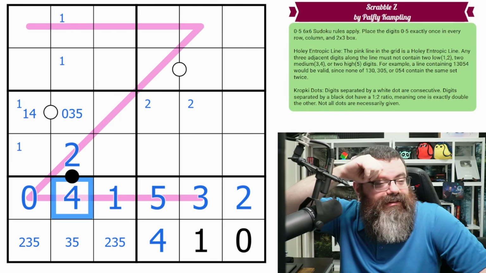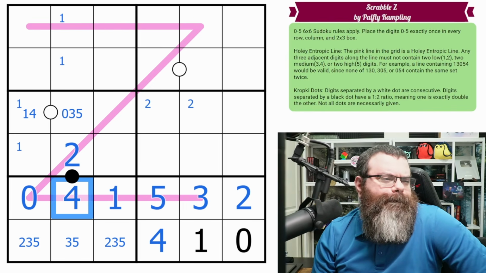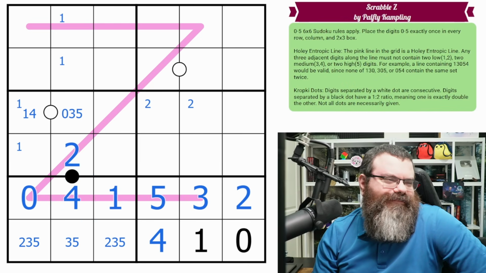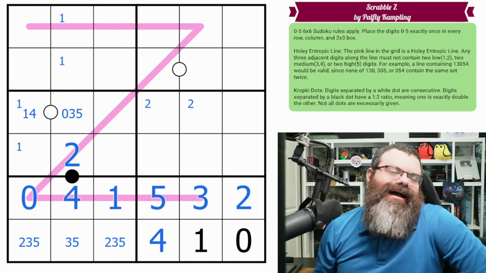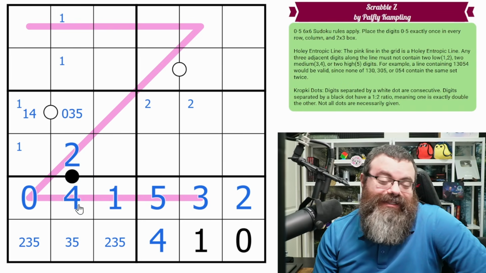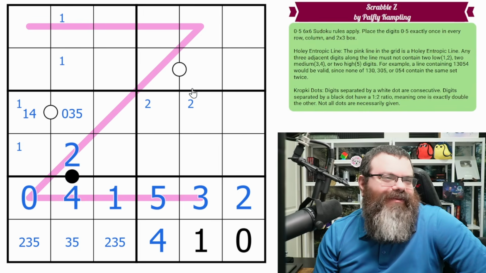Uh-oh. Did I use that logic? Oh, no. This is a black dot. Sorry. We're good. I was just thinking how on a white dot you can do 1, 0, but then on the black dot you can't do 1, 0. That's not a 1 to 2 ratio. Okay, we're fine. I got confused, but we are fine. My logic was valid as far as I know. All right.